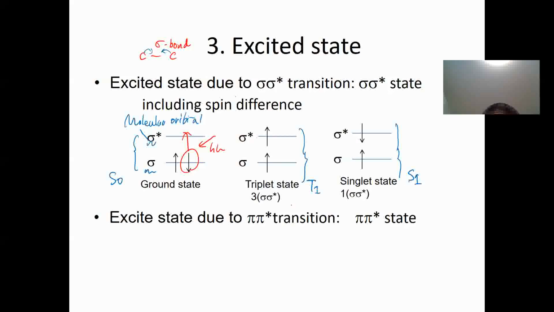So this S comes from singlet, and this T comes from triplet.